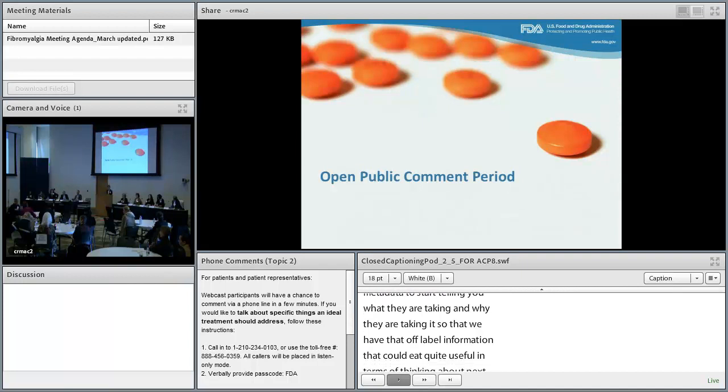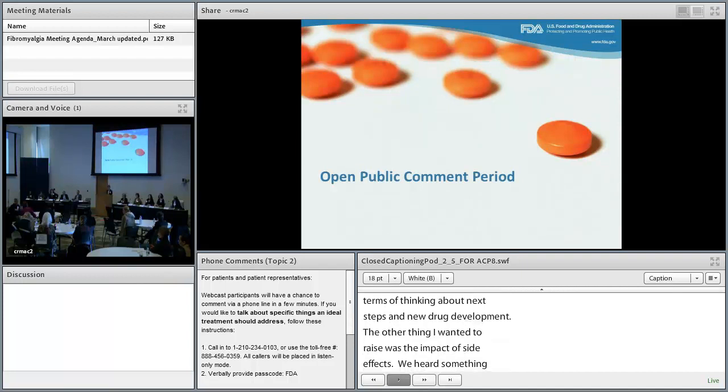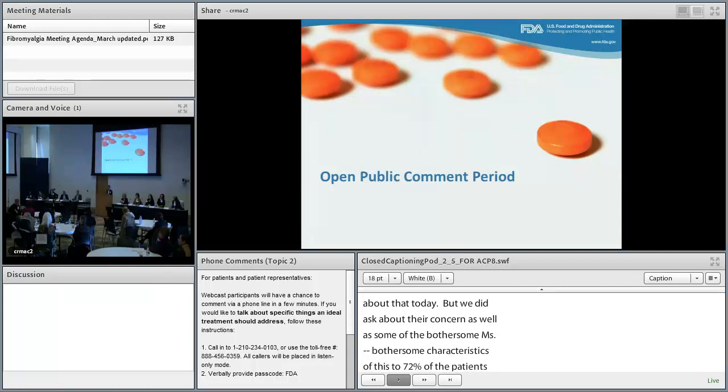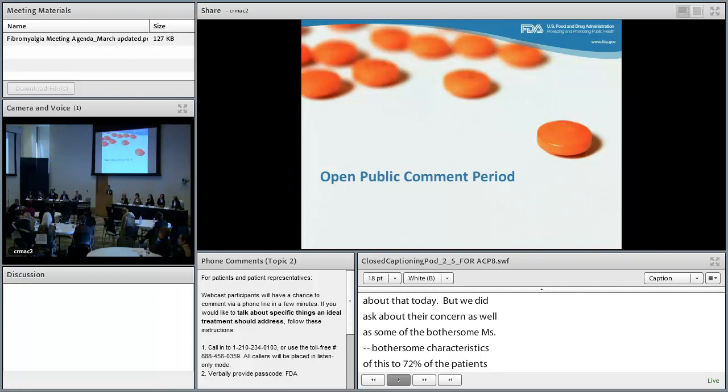The other thing I wanted to raise was the impact of side effects. We heard some about that today. But we did ask about their concern as well as some of the bothersomeness characteristics of this. So 72% of our patients are very concerned or concerned about side effects. 50% report having some side effect to the prescription medications that they've been taking. And 35% are making adjustments to the dose or frequency, and 30% are stopping altogether. So these are adherence issues that we could begin to tease out and better understand.